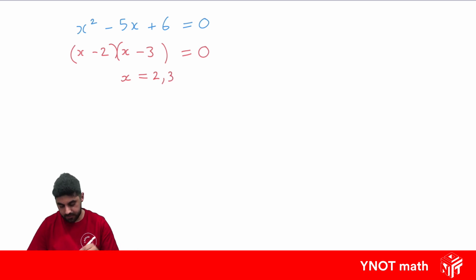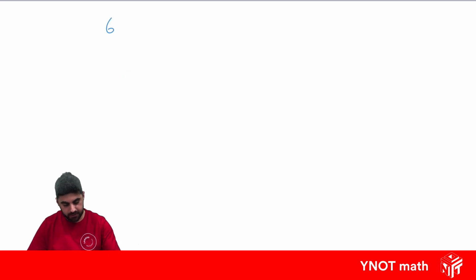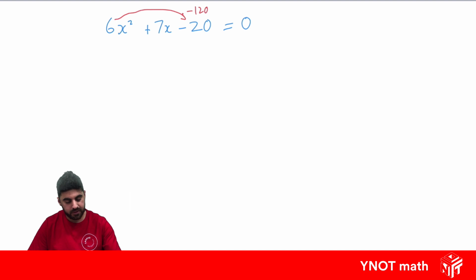What about 6x squared plus 7x minus 20 equals 0? Well, this is a non-monic quadratic trinomial, and in order to factorize this, I'm going to use the method we learned for non-monic quadratic factorising, where we multiply the coefficient of x squared by the constant, which gives us minus 120. And because it's 6x squared, we go 6x, 6x, all over 6 equals 0.